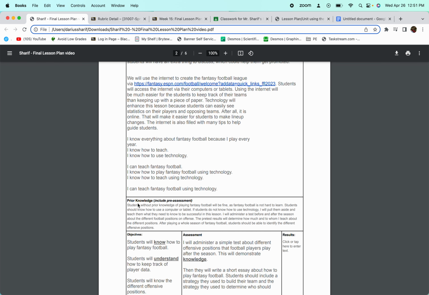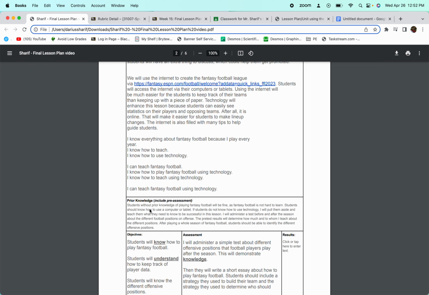Next, we got prior knowledge. Basically, I'd say that if you haven't played fantasy football before, you'll still be fine, as fantasy football is easy to learn. I did say that they need to have a little bit of computer or tablet knowledge, and if they don't, I'll be able to teach them what they need to be able to access. So I'll teach them what they need to know in order to be successful in this lesson.